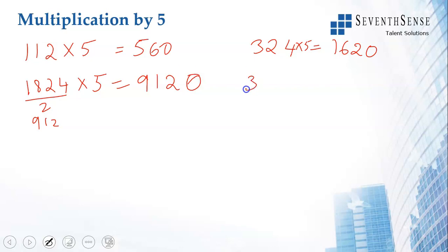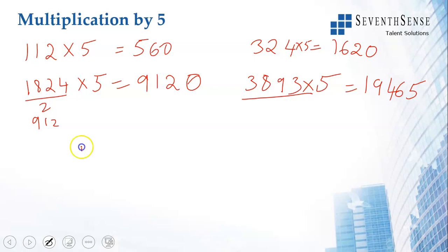Let's look at another four-digit number. 3893 into 5. So 3893 by 2 will leave a remainder. I will get 1, I will get 9, I will get 4, I will get 6.5. So the answer is 19465.